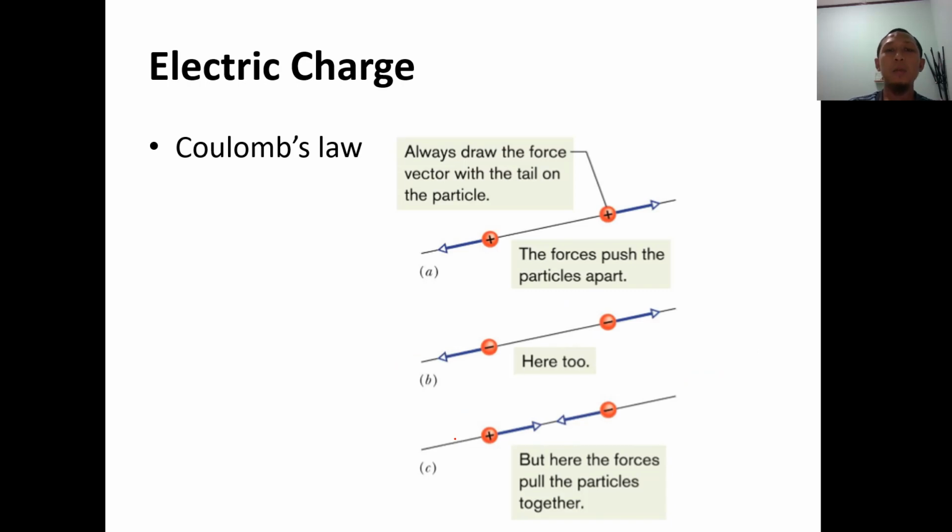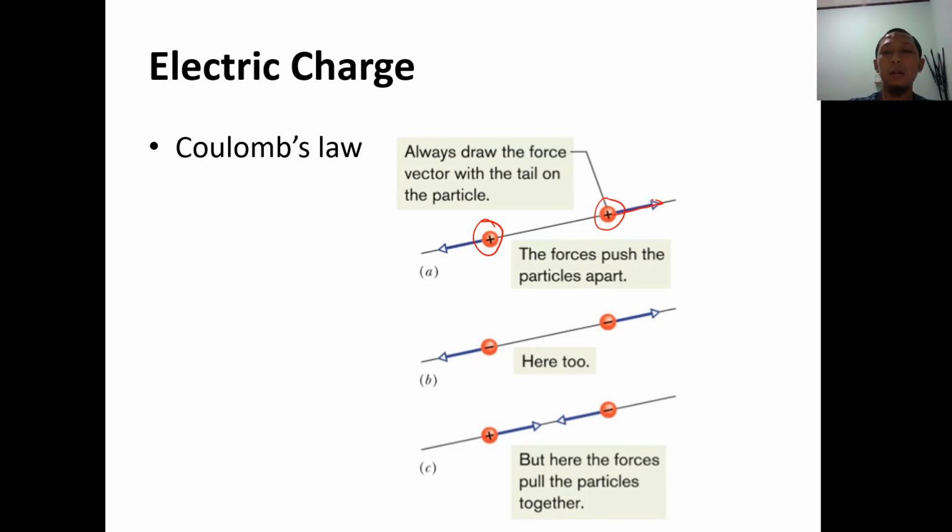We have discussed this before. It's like this one. If we have two similar kinds of charge, the first step to determine the force is to draw the force vectors. So this is positive and this is positive, so they will repel each other.